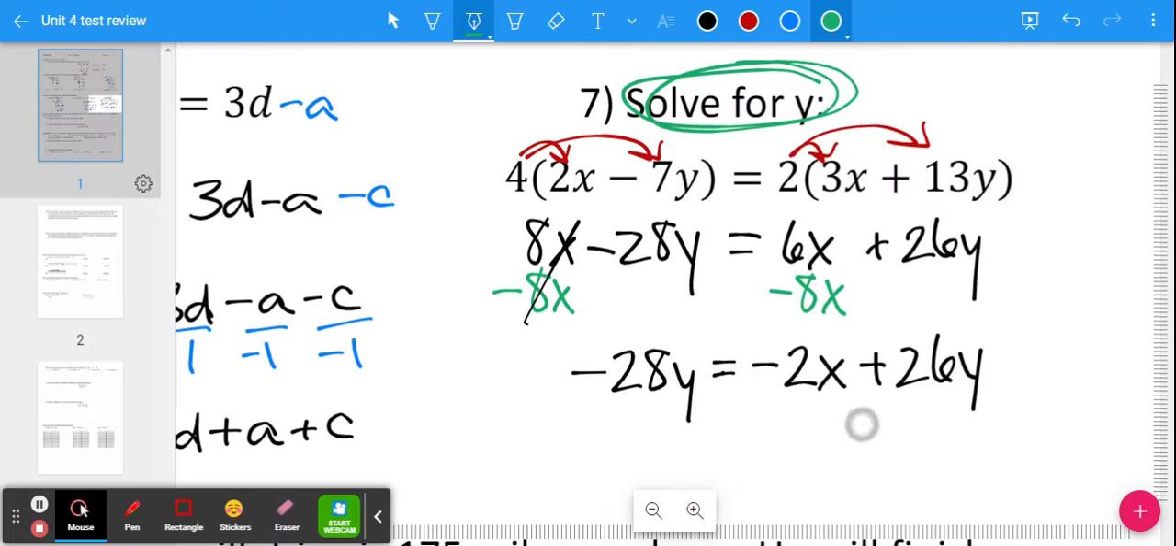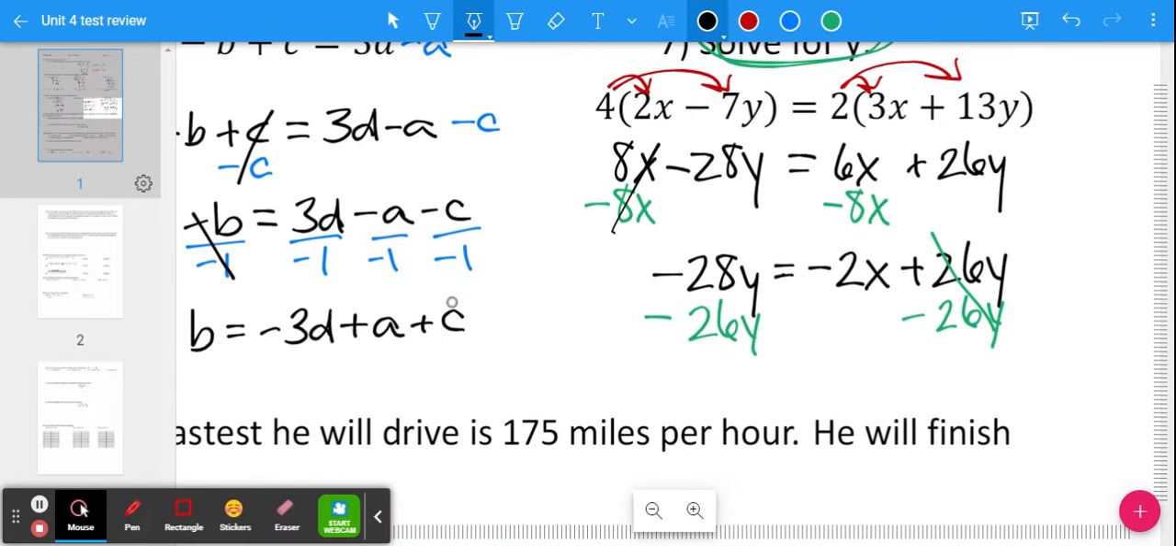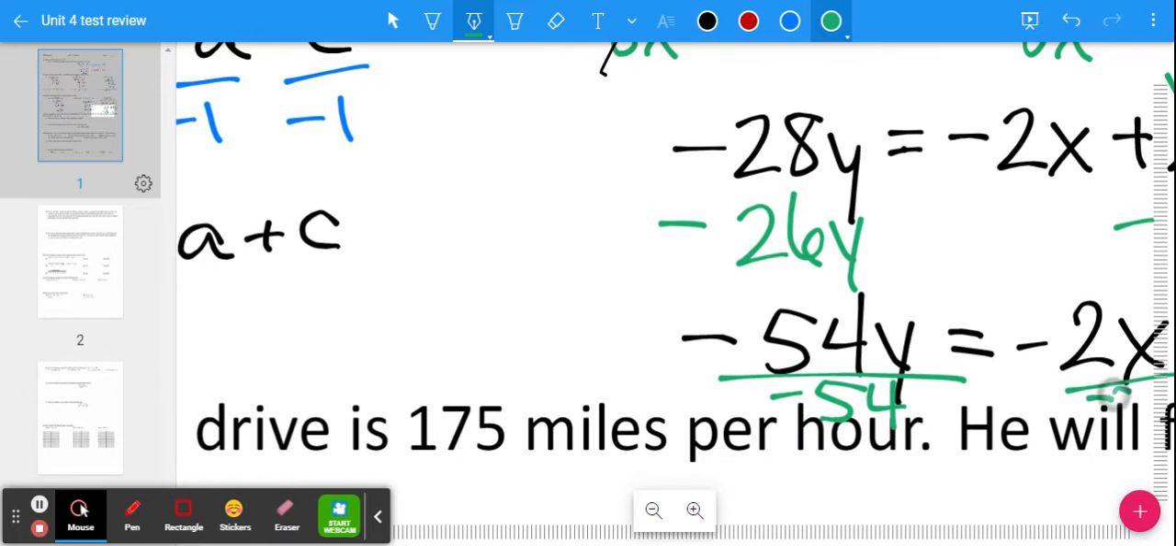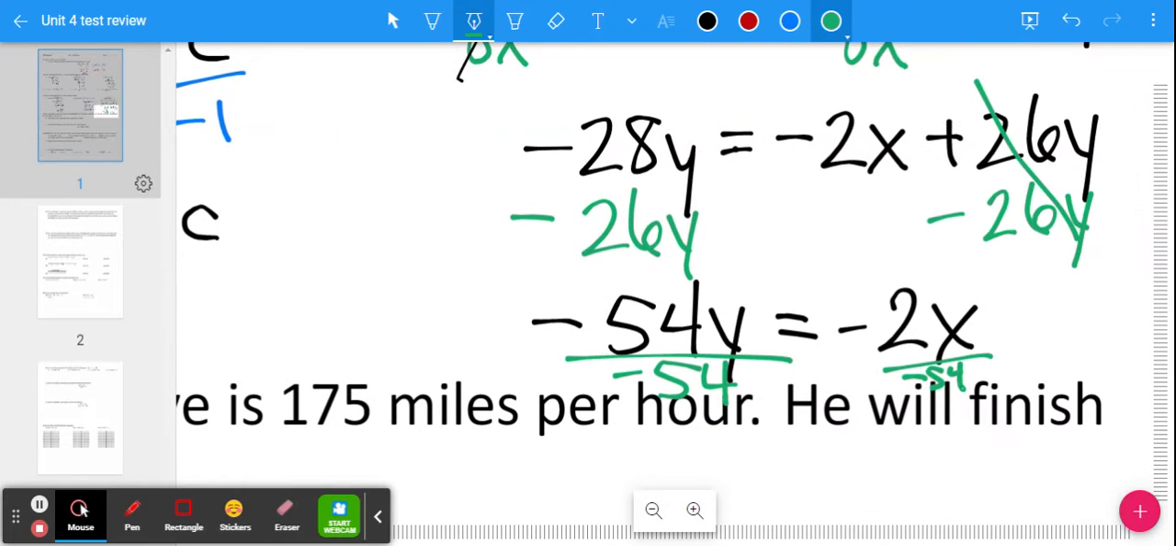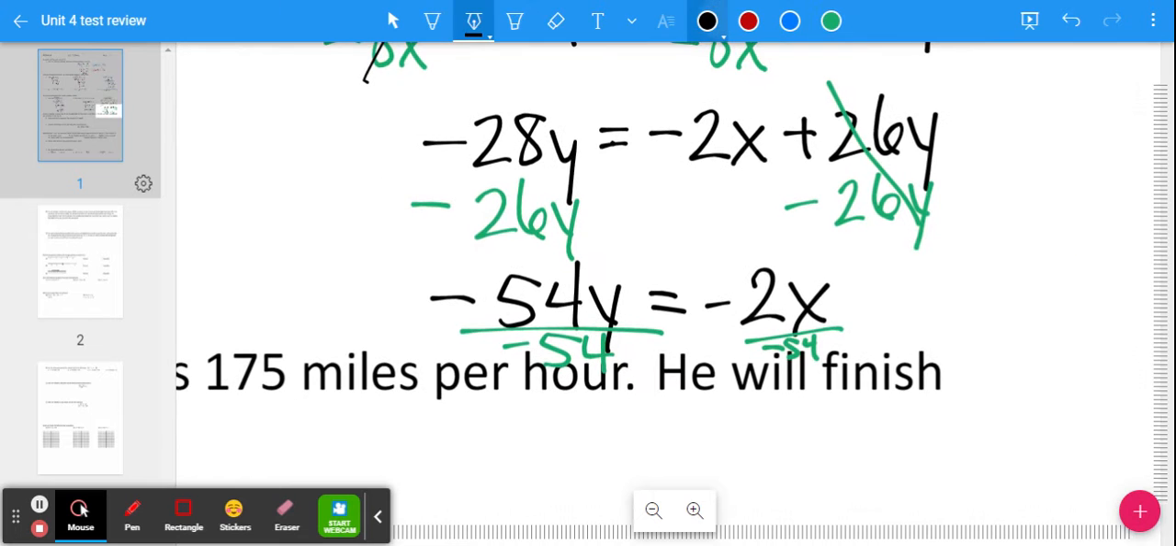Next step, we want to get all the y's on one side, so I'm going to subtract the 26y on both sides, which leaves me with negative 54y equals negative 2x. Last step, we want to divide both sides by the negative 54, our coefficient for y. And that leaves us with y equals 1/27x. So 1 over 27 times x.